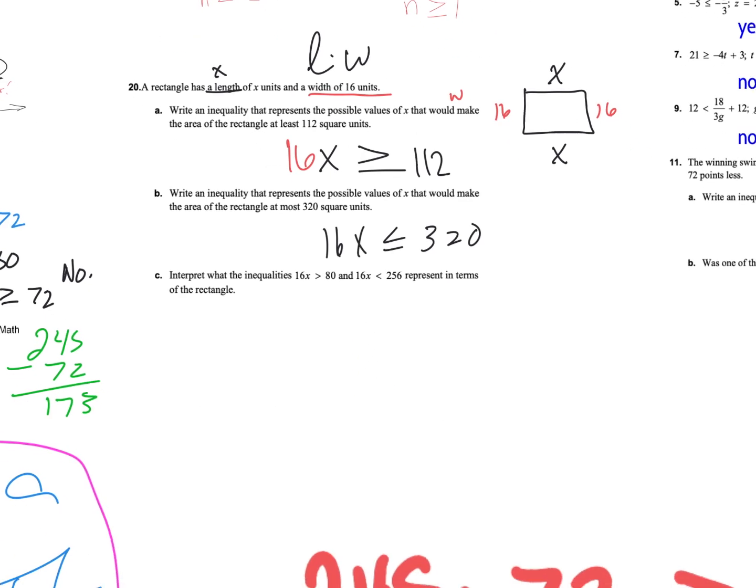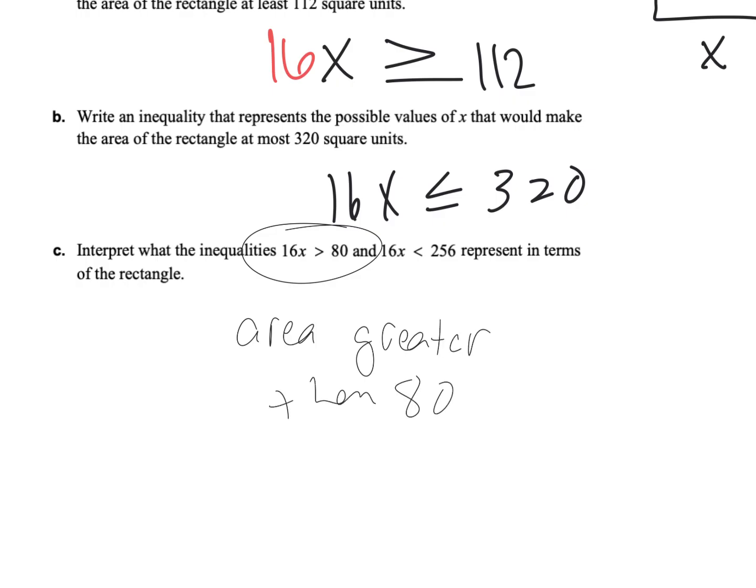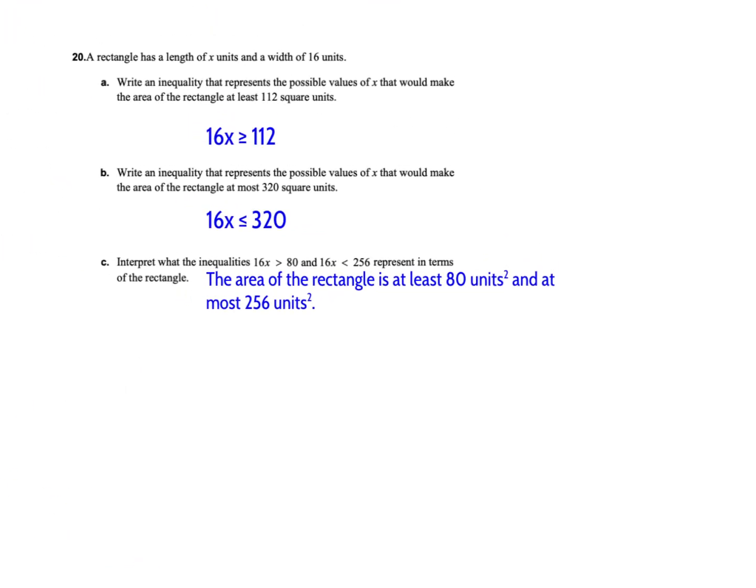And last but not least, interpret what these inequalities are saying in terms of the rectangle. So this first one, it's saying that the area is greater than 80. And this one, I'll do it in blue, the area is less than 256. If you want to see what did the answer say, the area is at least, and there we go.